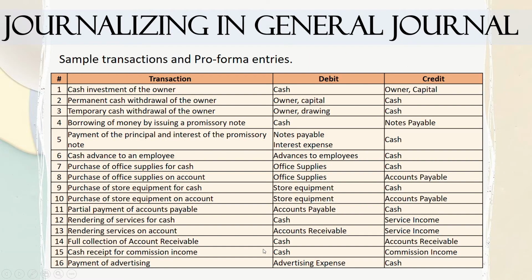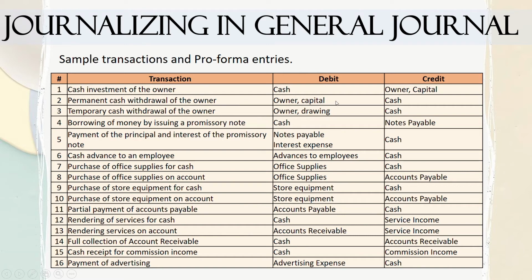So here are the sample transactions and then the pro forma entries. So you may take a screenshot so you can add this to your notes. You can see here the difference between the permanent withdrawal and the temporary withdrawal in owner's equity. Permanent withdrawal means that the owner does not intend to replace what was withdrawn. That's why it is a direct deduction to your owner's equity account. However, when we say temporary withdrawal, it means the owner has an intention to replace what was withdrawn. So, it is just a debit to your owner's drawing and a credit to cash.